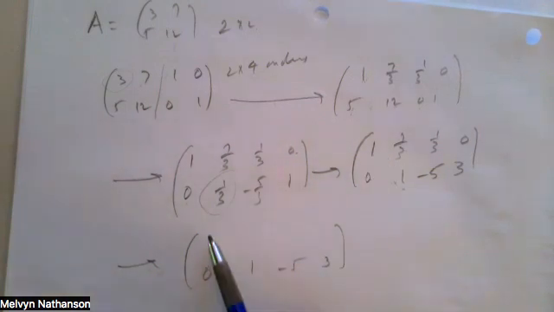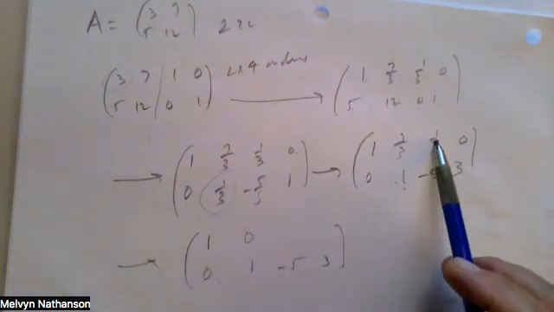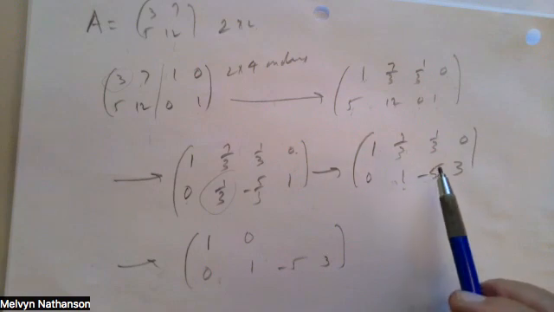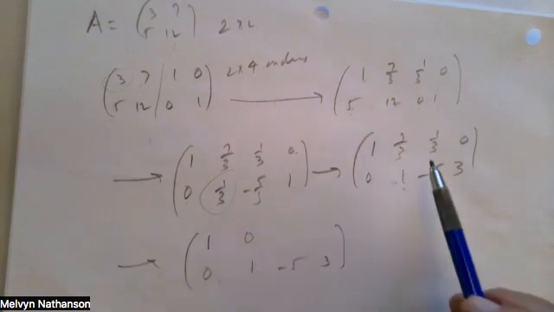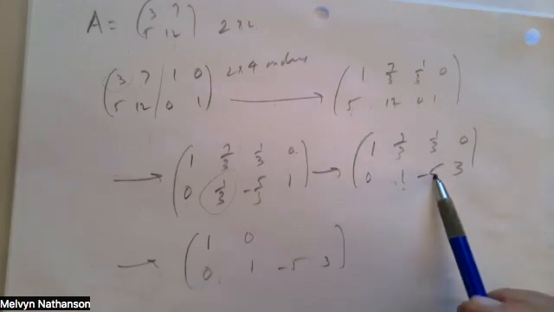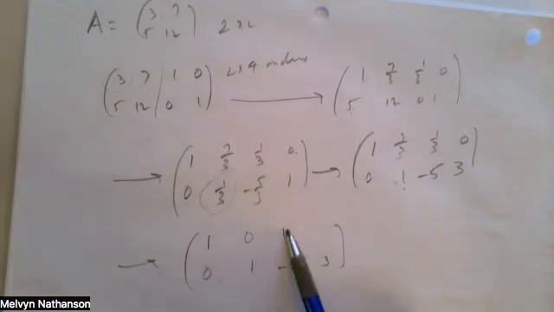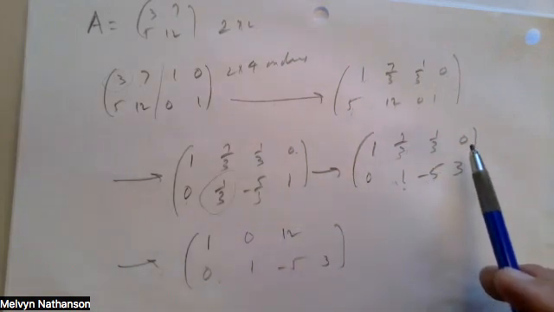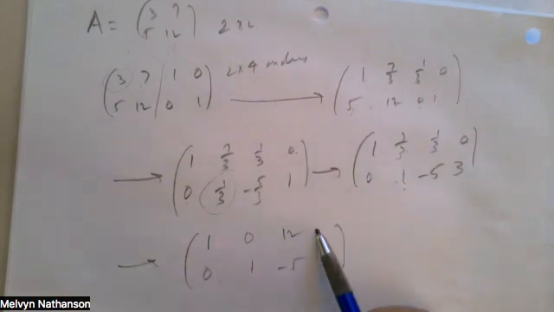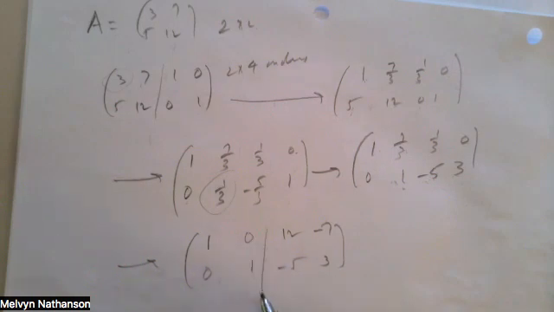So 1 minus 0 is 1. 7/3 minus 7/3 is 0. 1/3 minus 35 thirds is 1/3 plus 35 thirds, is 36 thirds, is 12. And 0 minus 7/3 times 3 is minus 7. So now I have a matrix where the first half is the identity.